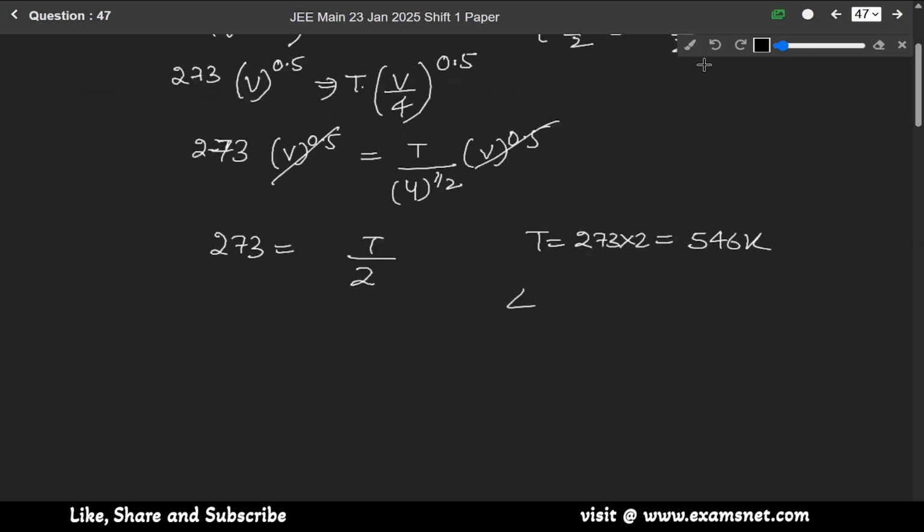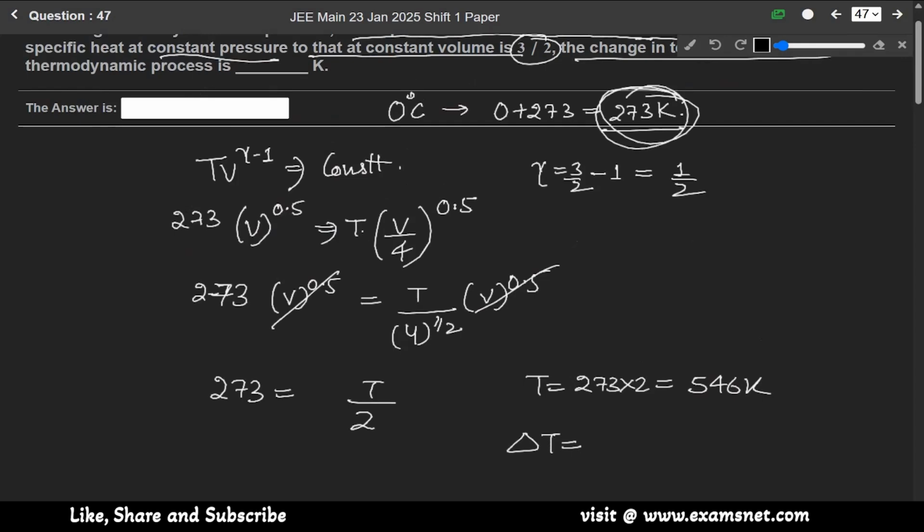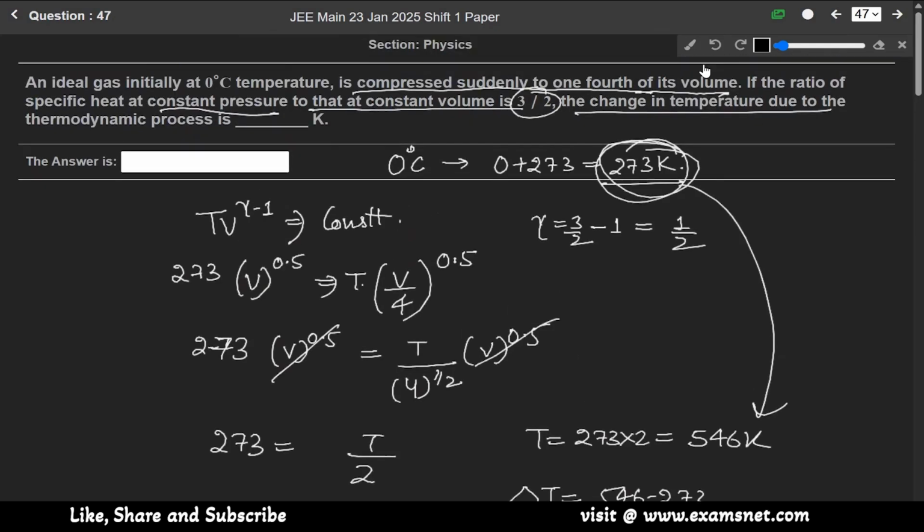Now the change in the temperature. So the change in the temperature is, initial temperature is 273 and final is 546. So 546 minus 273, it will be 273 Kelvin. So the change in temperature is 273 Kelvin.